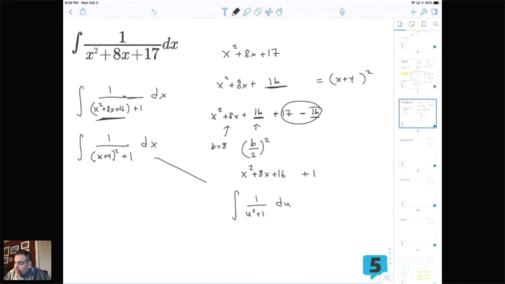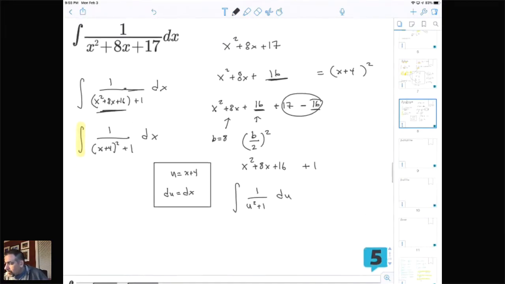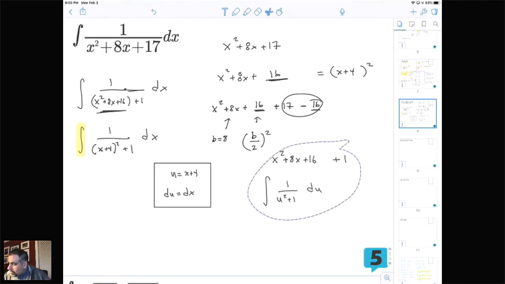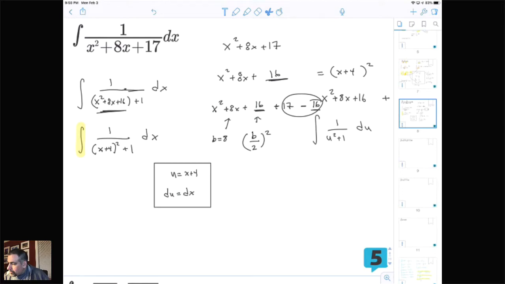For these to match perfectly, that's going to mean that I've got to use u equal to x plus 4. And if u equals x plus 4, then du is equal to dx. Now I can use this to rewrite my original integral in terms of u. So again, just doing my bookkeeping, the integral symbol is going to come, and let me give myself a little more space here.